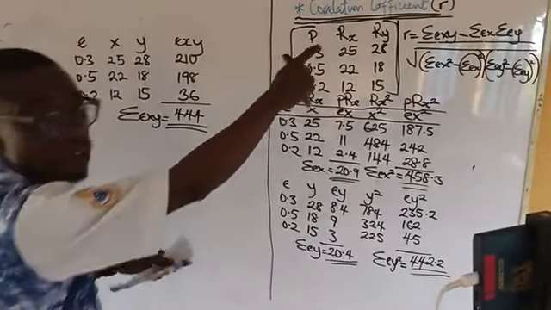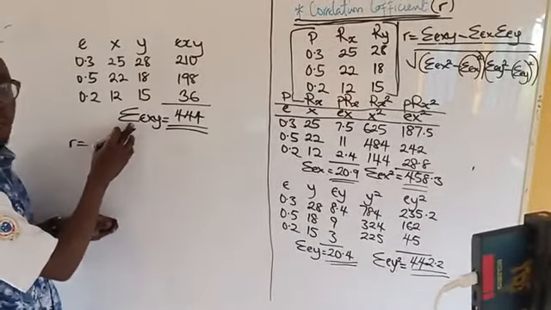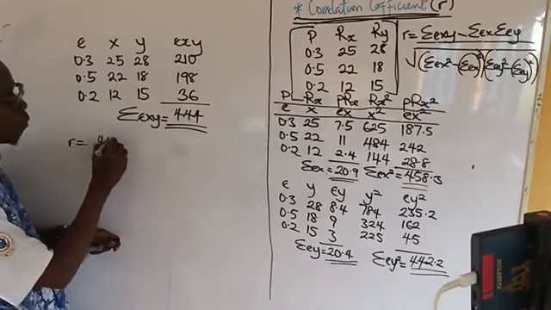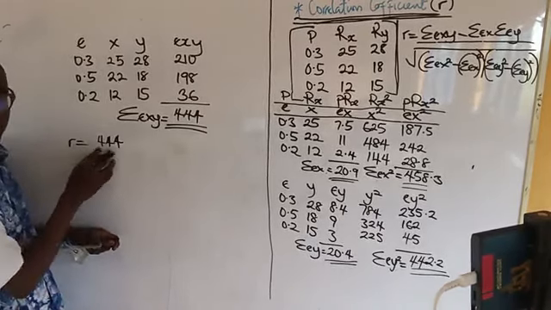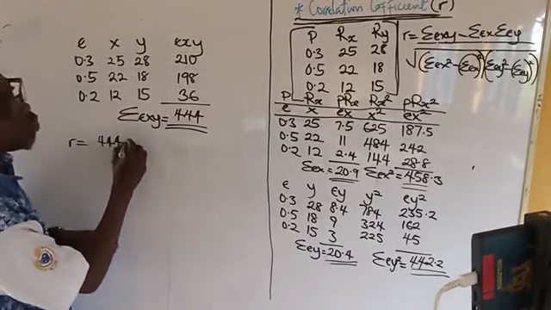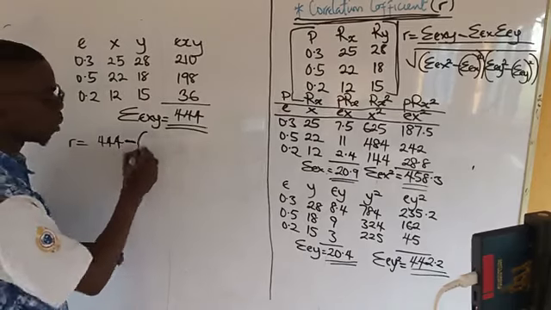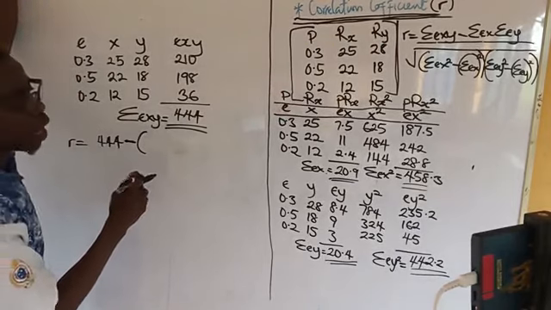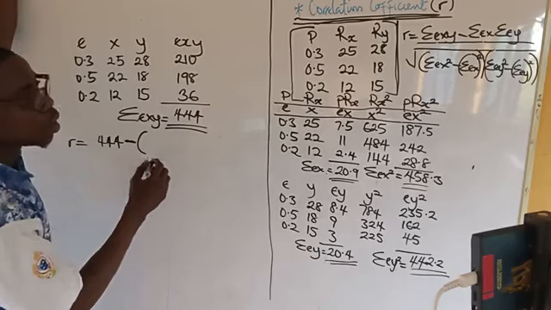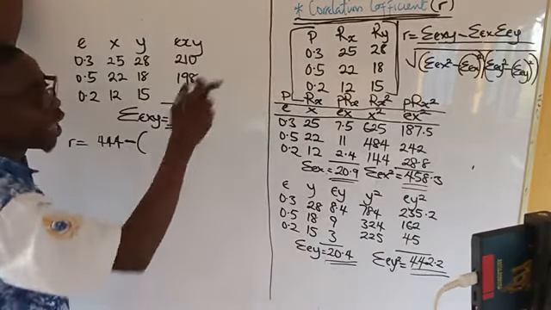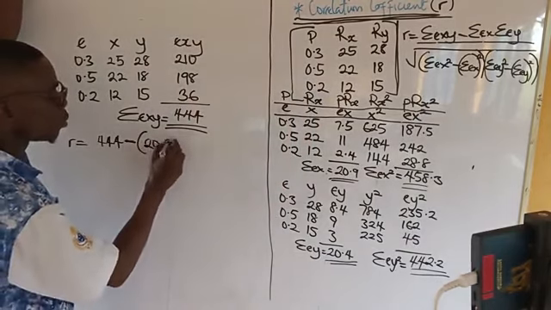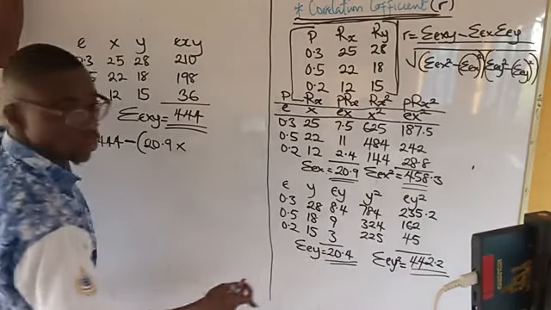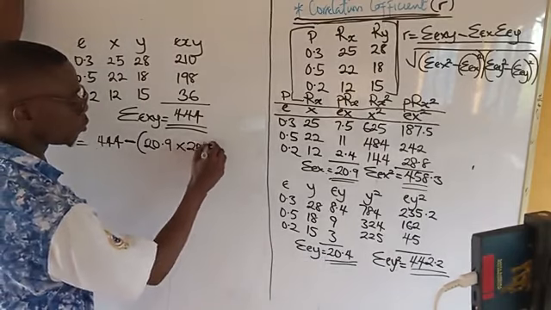So if you look at the formula I've given earlier, this is our summation XY. So what is our summation XY? 444. Since we have looked at the data now, minus summation X. What's our summation X? 20.9, times summation Y. Summation Y is what? 20.4.